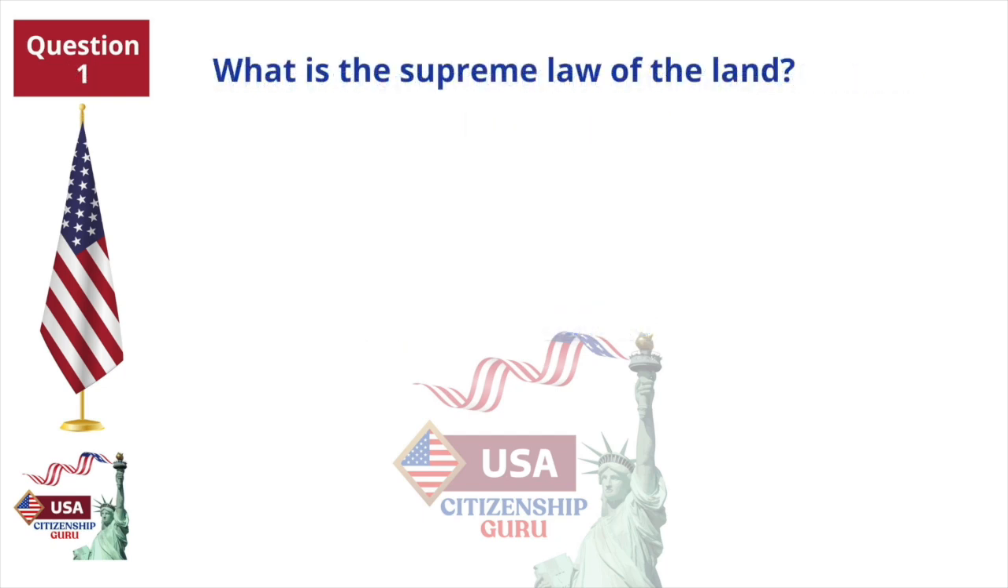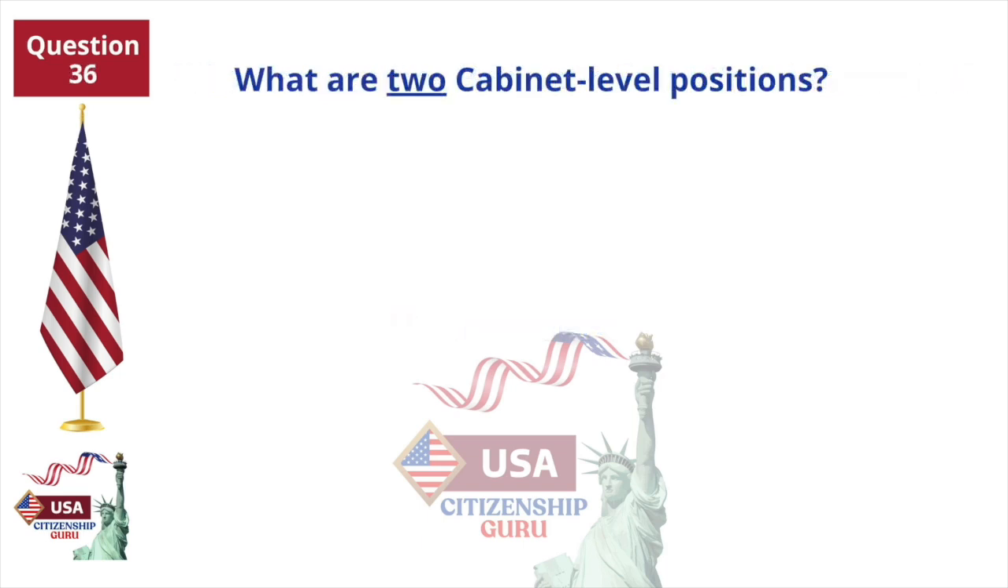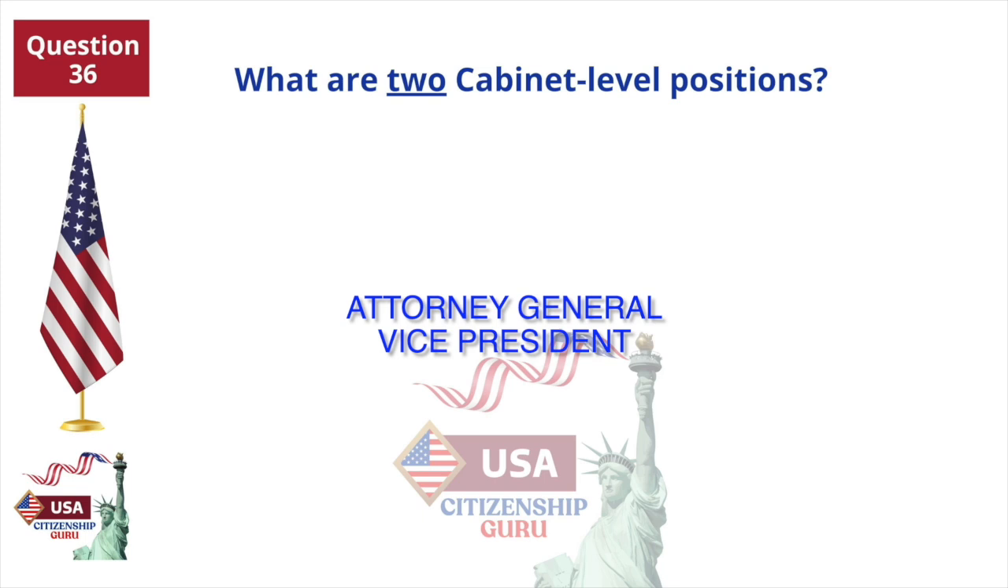What is the supreme law of the land? The Constitution. What is one thing Benjamin Franklin is famous for? U.S. diplomat. What are two cabinet-level positions? Attorney General. Vice President.